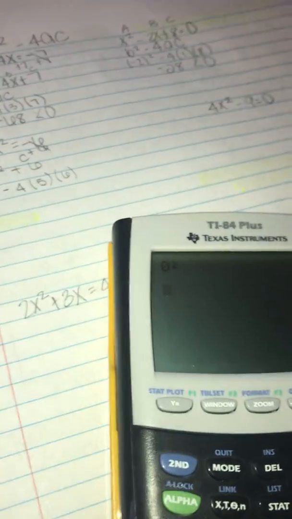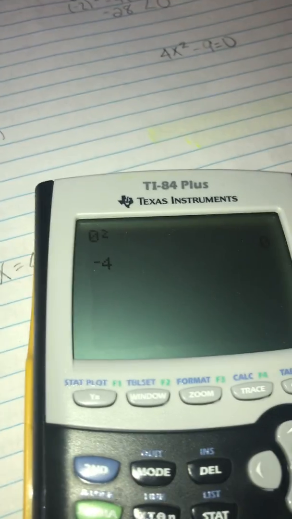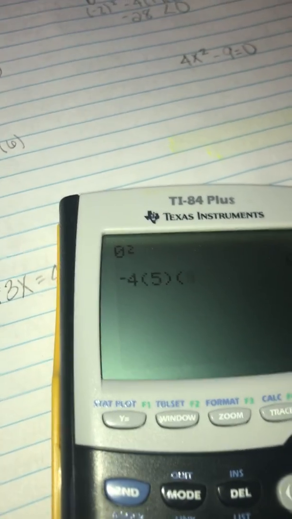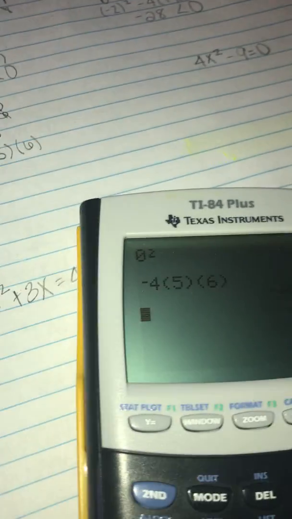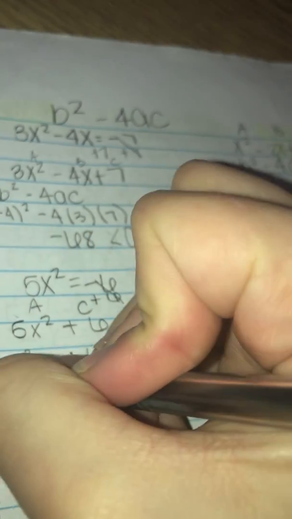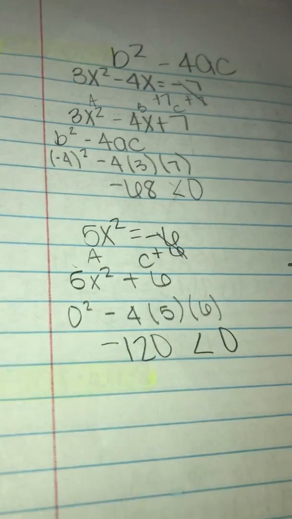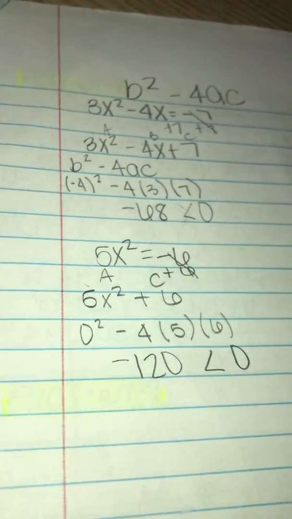Okay, so go over here. 0 squared is 0. And then negative 4 times 5 times 6 is negative 120. And negative 120 plus 0 is negative 120. So negative 120 is not greater than 0. So this one doesn't have any distinct roots either. So we can mark it out down here.